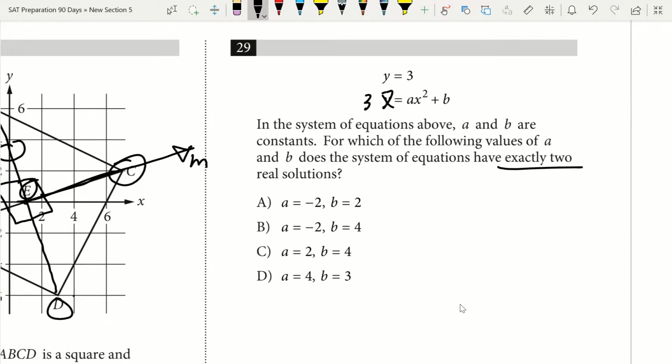So I have 3 is equal to ax squared plus b. Now at this point, I'm going to look to set this ax squared term equal to the rest of my equation. So I'll have ax squared equals 3 minus b. I'll subtract b from each side to get rid of it over there.